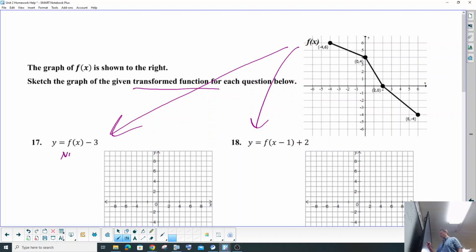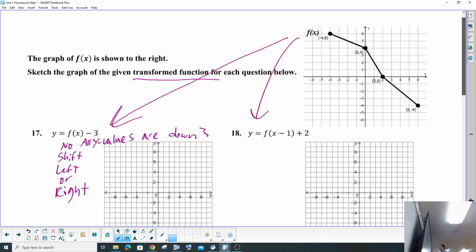So that means no shift left or right, but definitely all the y values on this graph are going to go down. We're going to go down 3, and that'll be our new graph.